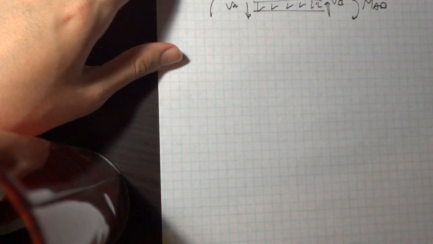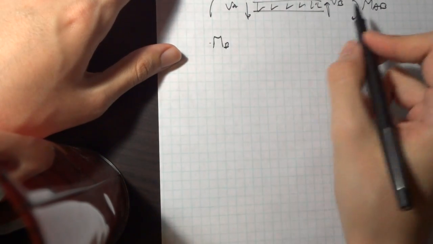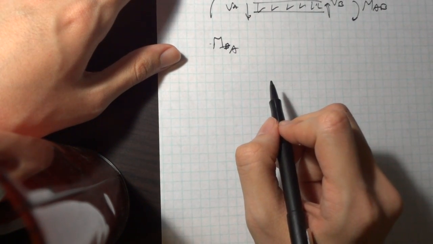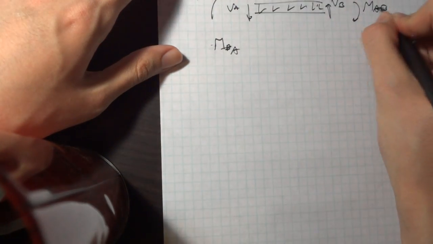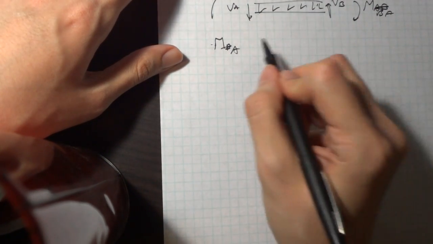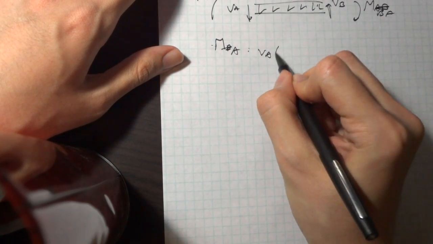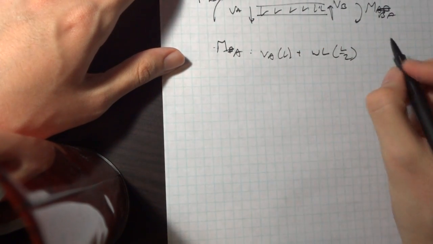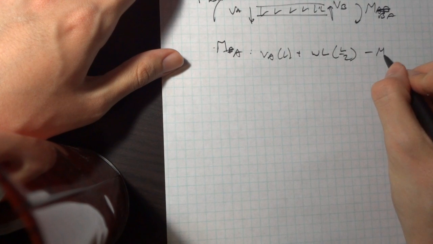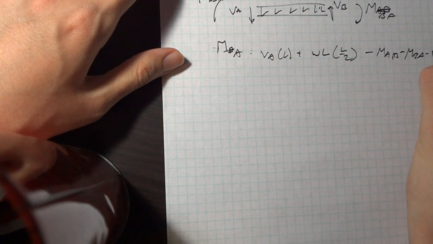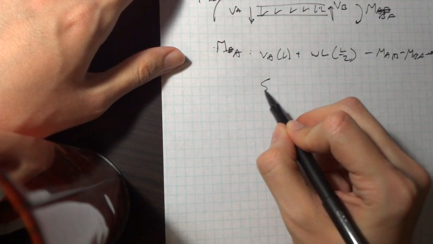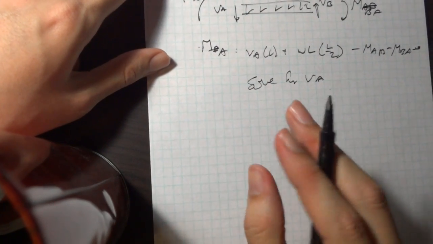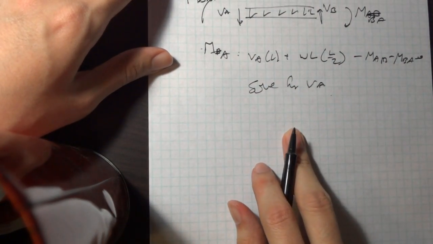If I want to solve for VA, I just take the moment about A. This would be BA, not AB. I take the moment about A. In this case, I would have VA times L plus WL times L on 2 minus MAB minus MBA equals 0. And I would just solve for VA. Sorry, I'm rushing here because I see my battery's running low again. That's how I would get my MA.